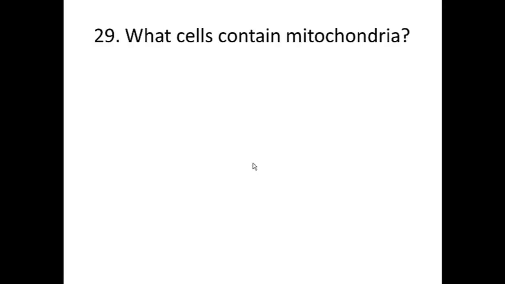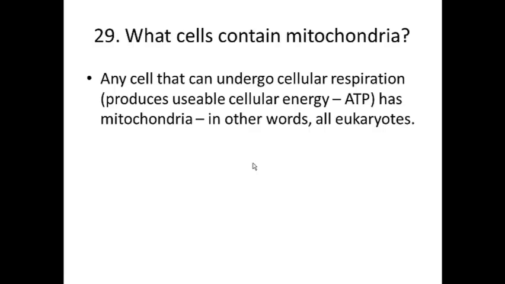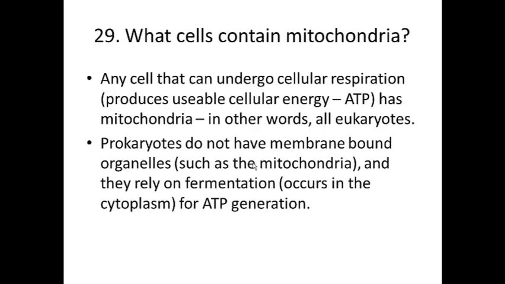What cells contain mitochondria? So, any cell that undergoes cellular respiration must have mitochondria. So therefore, all eukaryotes contain mitochondria, because this is a membrane-bound organelle. Prokaryotes do not have membrane-bound organelles like the mitochondria, and they rely on fermentation for ATP generation, which just occurs in the cytoplasm. So all eukaryotes, plant cells, animal cells, all eukaryotes have mitochondria, but prokaryotes do not, because they lack membrane-bound organelles.